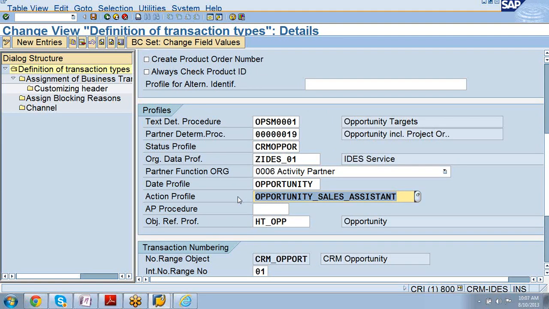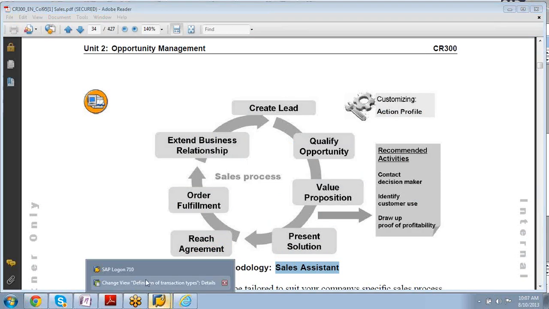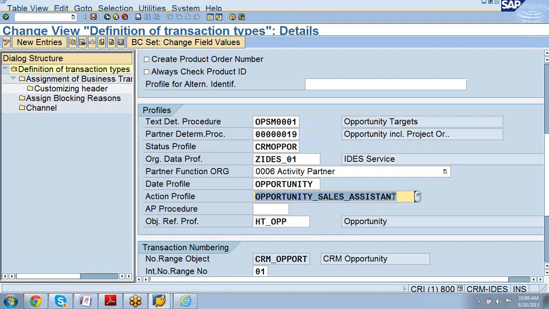If you understand this, it is enough. So you can create any number of actions. Most of the time we have to modify opportunity underscore sales underscore assistant. What is it? This is the sales methodology, sales assistant related action profile.